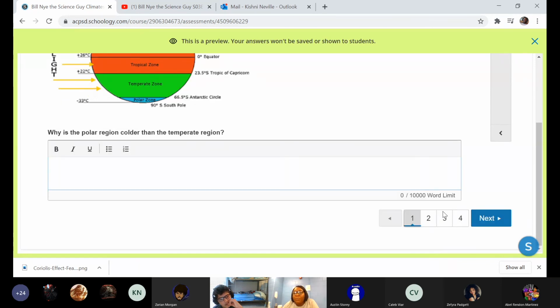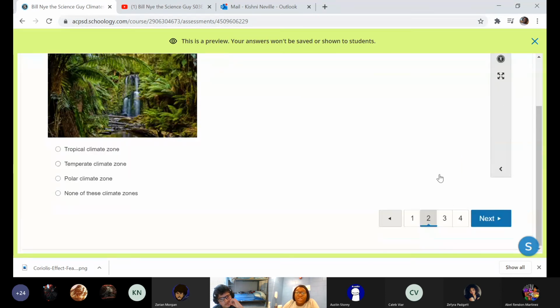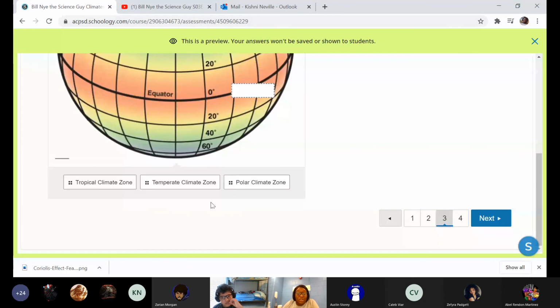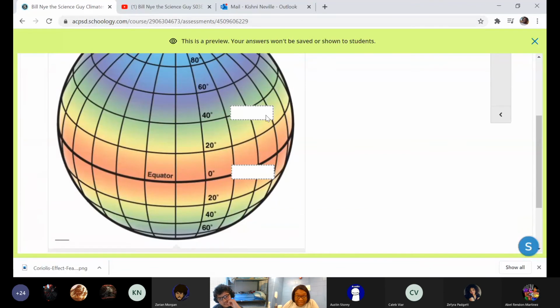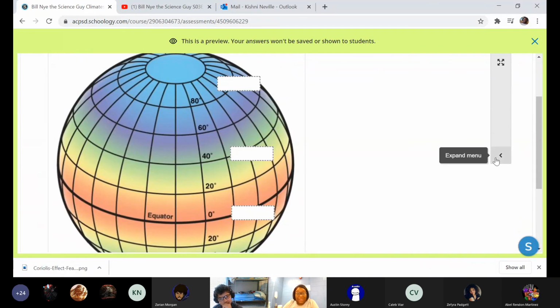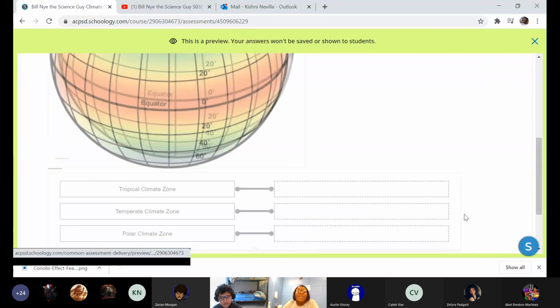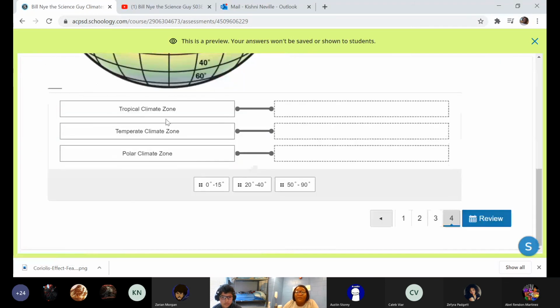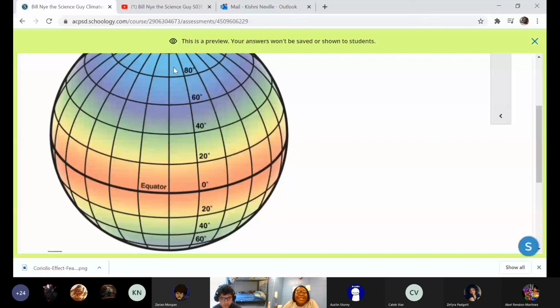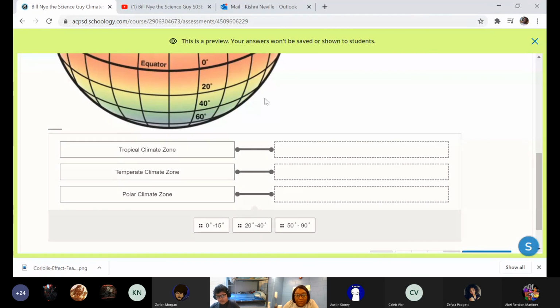Okay. Question number 2 is a multiple choice question. Question 3 is a drag and drop where you're going to label the polar, temperate, and tropical zones in this picture. And then question 4 is a little bit tougher. You're going to label the latitude of each of these climate zones.